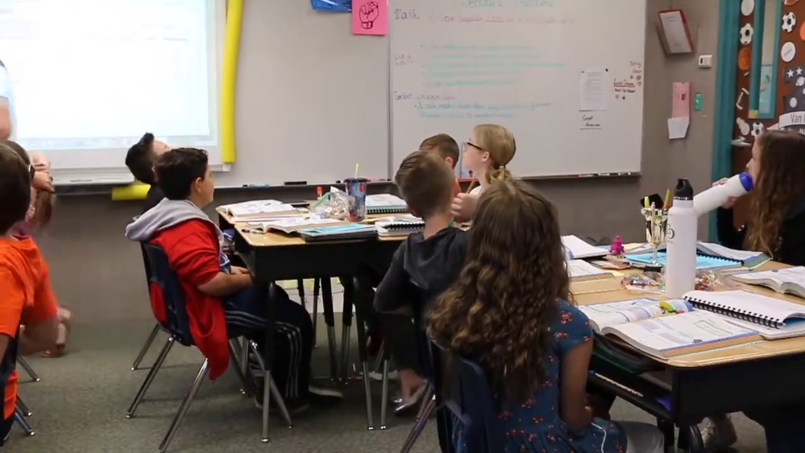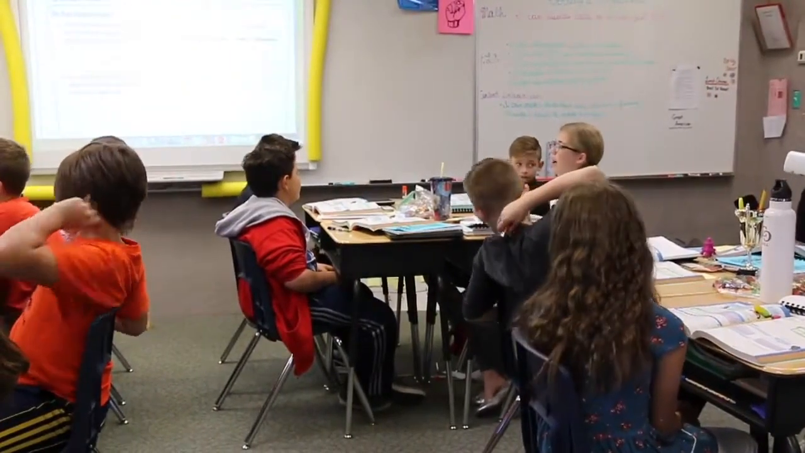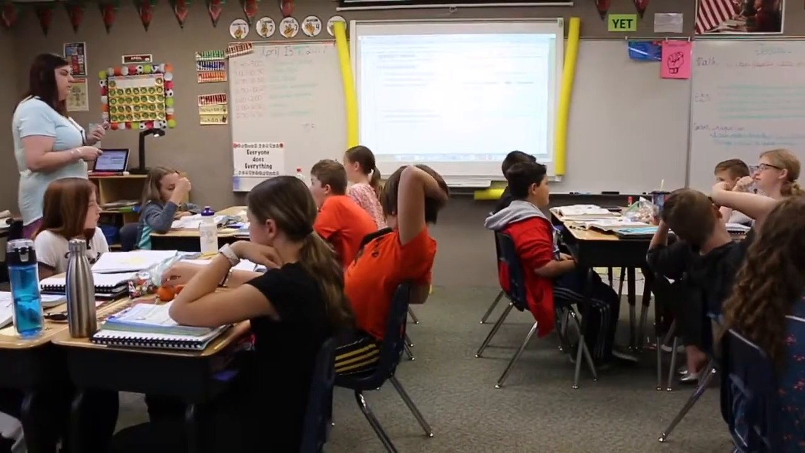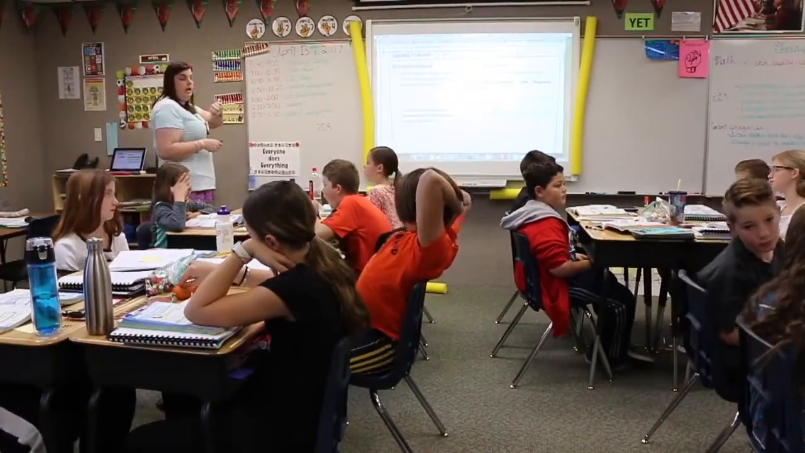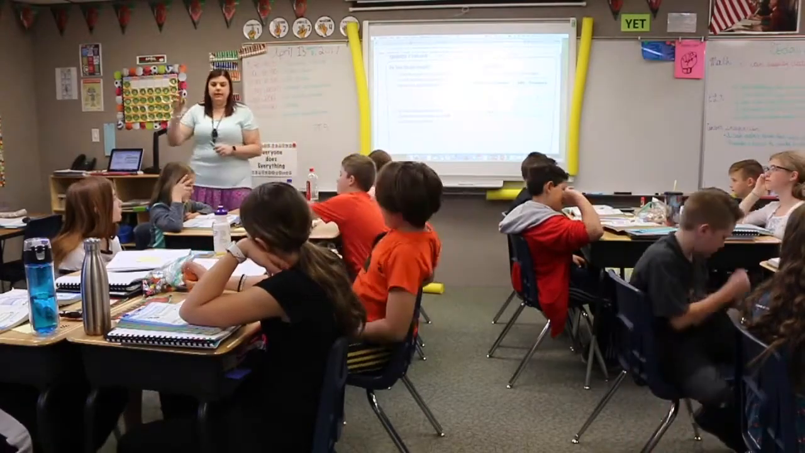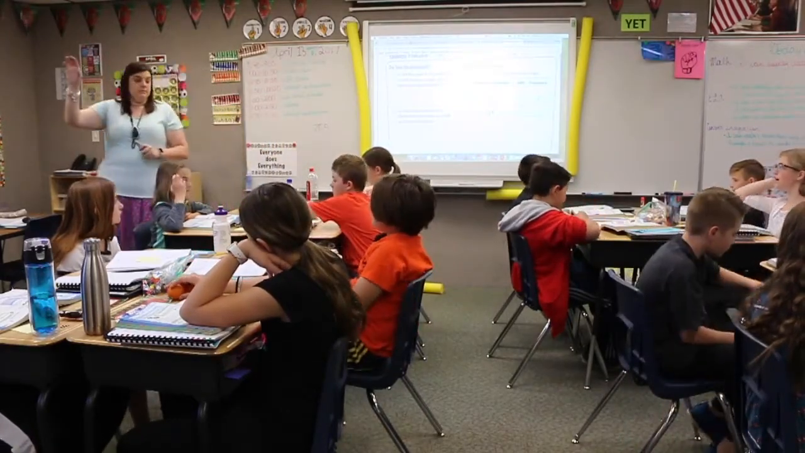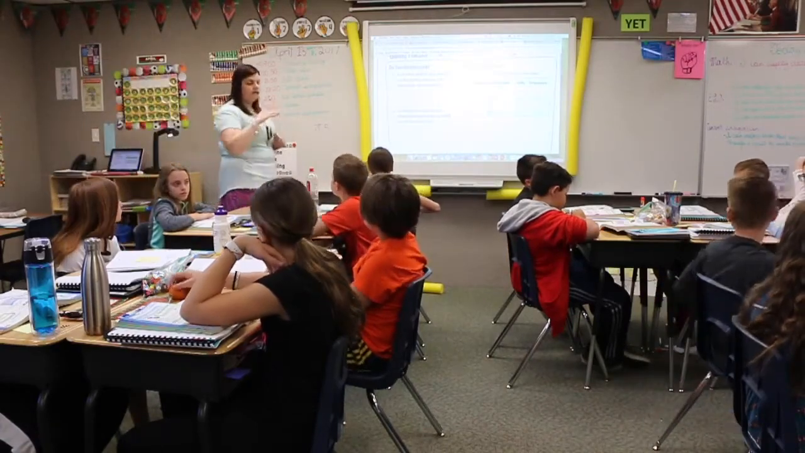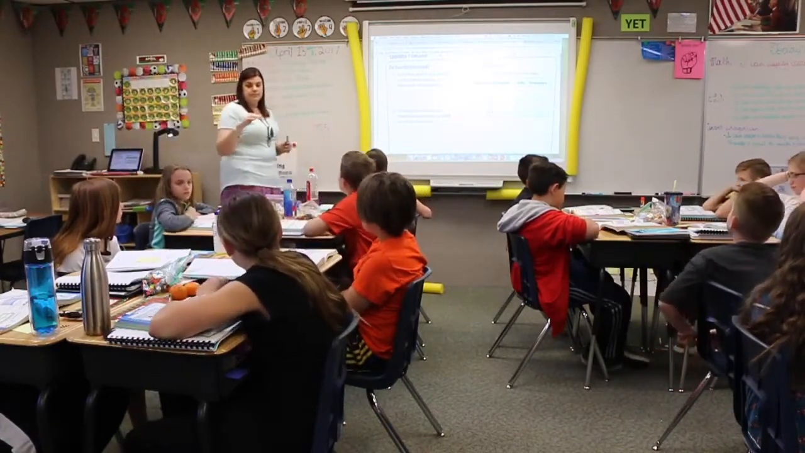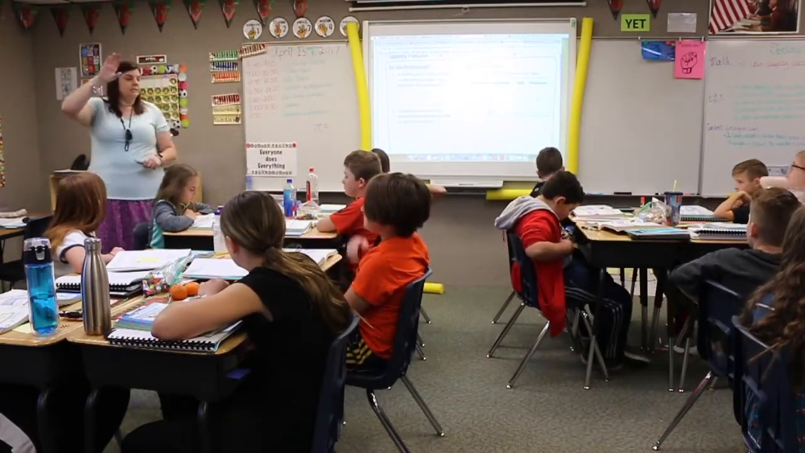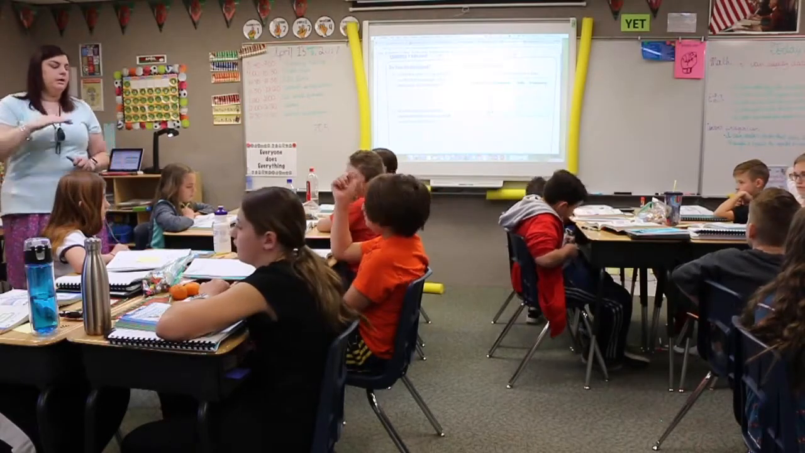Woo-woo! Do line plots give us information? Thumbs up if yes, thumbs down if no. Yes, they give us information. Is the information always the same? No. We need to look at two things to know what the information is. We need to look at the line plot. So we need to look at what? What do we call that underneath the numbers? The title. The title's at the top. That tells us what it is. And then what do we do below the numbers?